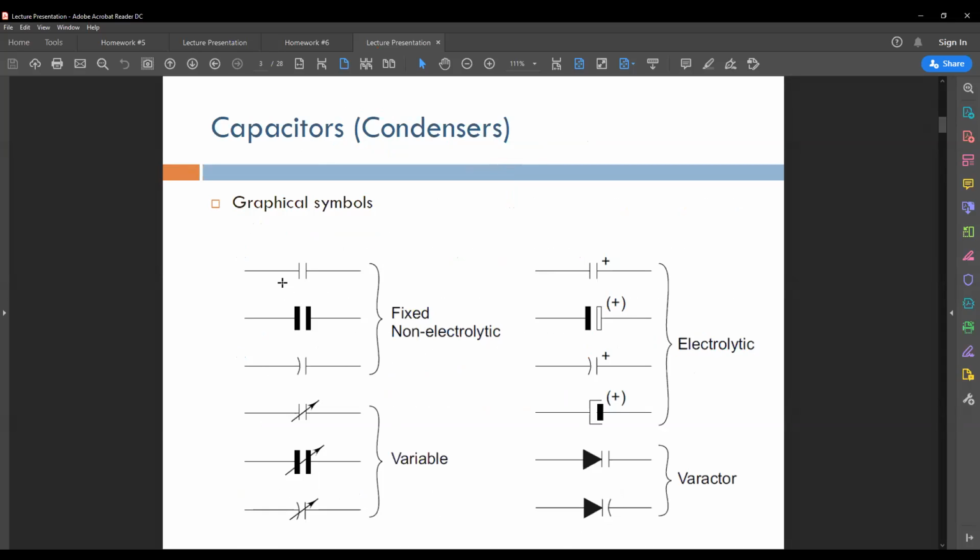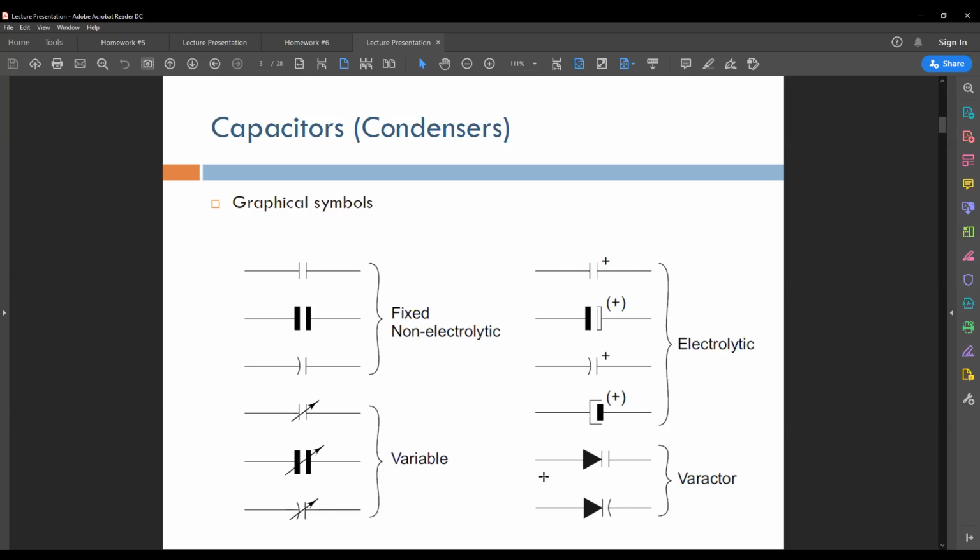Without polarity means that if you connect your device this way, or you make the connection the opposite way, it's not going to matter. For the electrolytic capacitor or any capacitor type which has a polarity, it's very important to observe that polarity. Otherwise, you might end up having an accident in the lab. I'll show you in a short while how that happens.